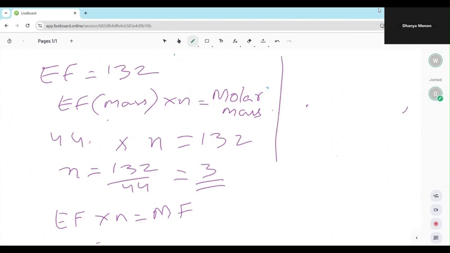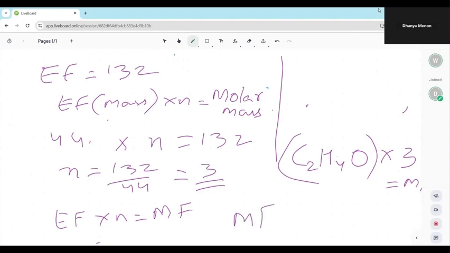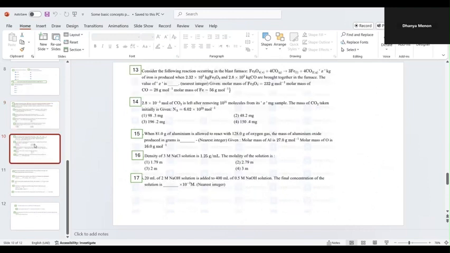Empirical formula we found out to be what? C2H4O times N, how much? Times 3 will give you the molecular formula. So how much is the molecular formula? C6H12O3. This is your molecular formula. So see, it's just a scoring question. Okay. So we finished question 12. Coming to question number 13.